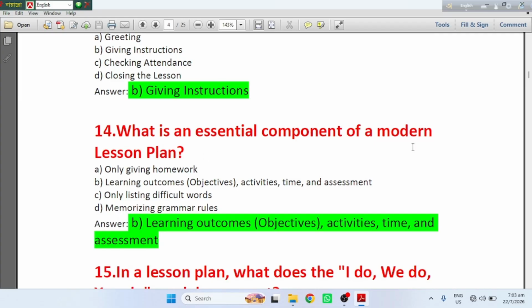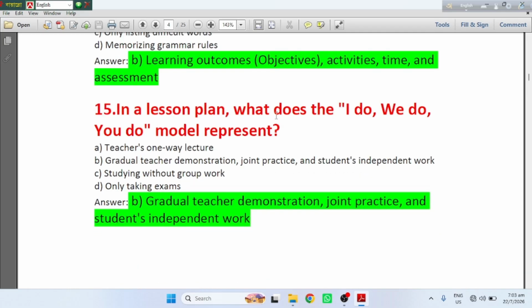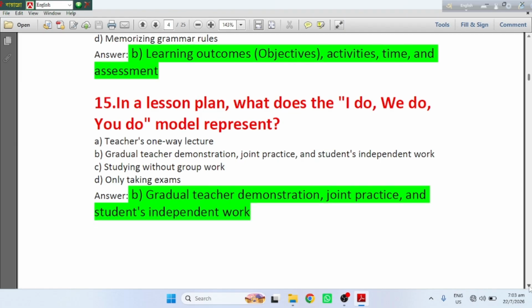14. What is the essential component of modern lesson plan? Learning outcomes, objective, activities, time and assessment. 15. In a lesson plan, what does the I do, we do, you do model present? Gradual teachers demonstration, joint practice, and students independent work.